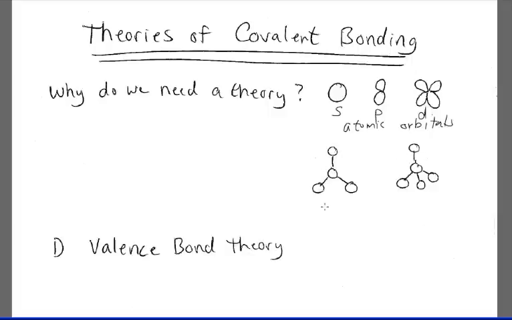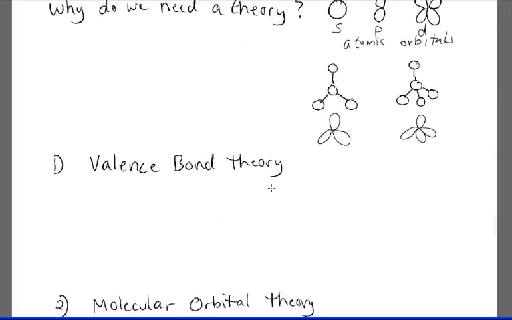In order to do that, we need something like this kind of a shape around the central atom, or for the tetrahedral, we need something like that. And so in order to do that, we need some kind of theory. All right, so the first theory we're going to talk about is valence bond theory.